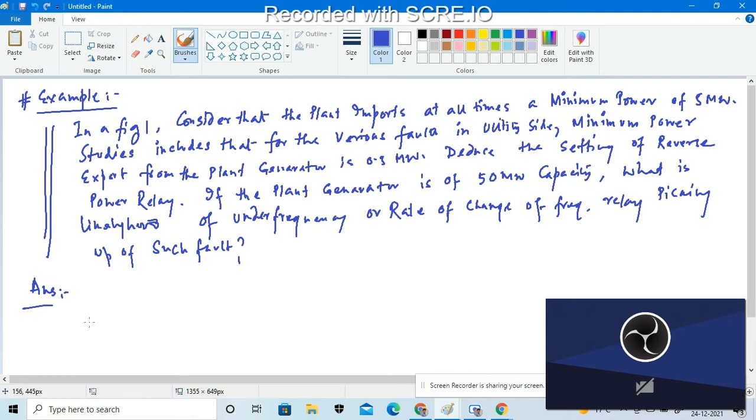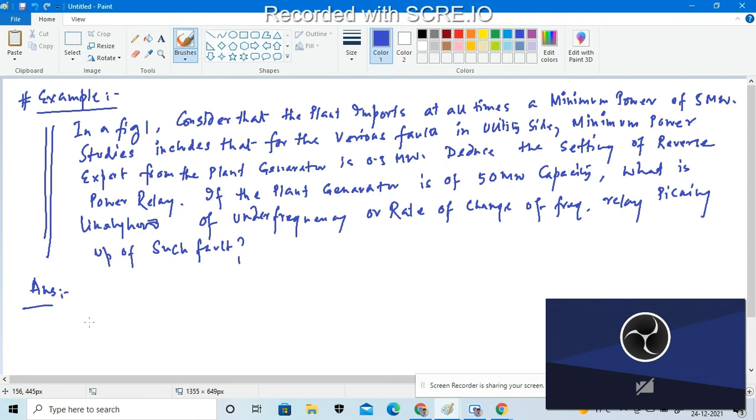So what is actually told in this particular figure? We will consider a plant that will have an inflow of a minimum power of 5 megawatt all the time from the utility side, and the minimum power that will be exported from the plant generator is supposed to be 0.5 megawatt. So from the utility side to the plant generating side, the minimum power will be 5 megawatt, and from the power generating side to the utility side, the minimum power exported will be 0.5 megawatt.